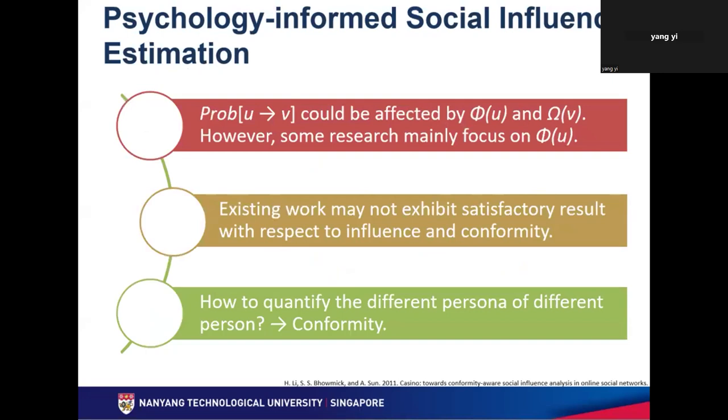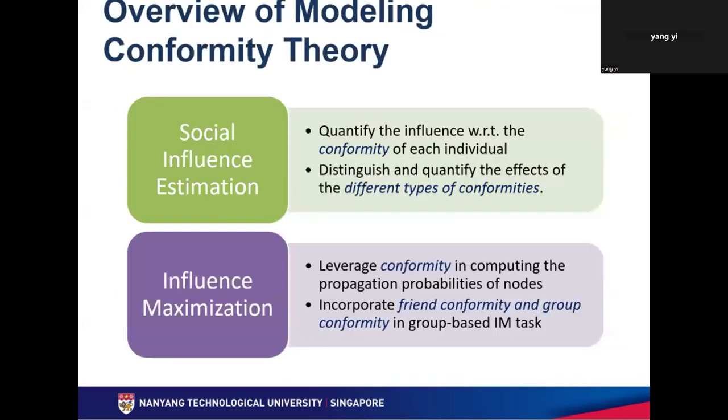So if we have phi u and omega v, we can address some further problems. The score functions for both omega and phi are fundamental for some downstream tasks. And existing works in social computing always focus on influence but not conformity. So how to quantify different persons from the aspect of conformity is an open question. Given that, if we have the answer for the quantification, we can answer a series of downstream tasks.